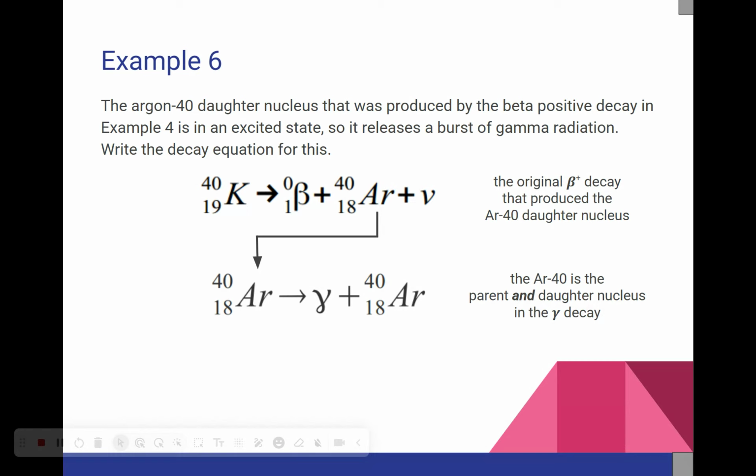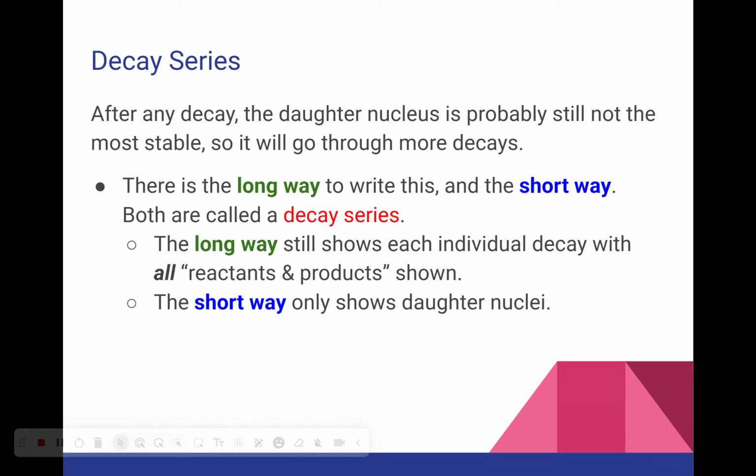Now, honestly, that's all there really is to gamma decays themselves. But what I'm showing you here, as the daughter nucleus from one decay became the parent of the next, is something that we can refer to as a decay series. And a decay series is just us showing that by the time we get to the end of any particular decay we're looking at, we're probably not describing the most stable isotope in the universe. That'd be something like hydrogen 1. No, we've got something else, so it'll go through its own decays.